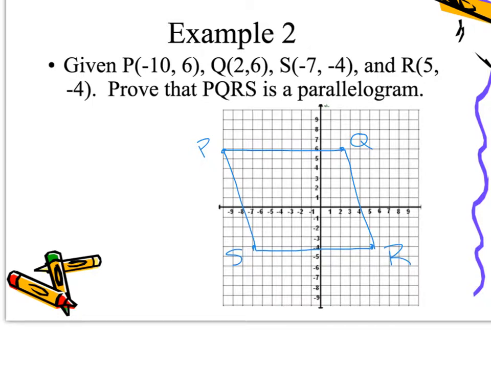So in this case, I'm going to check my slopes here. Now my slope of PQ is 0, and SR is also 0. It's a horizontal line, so my slopes are 0.